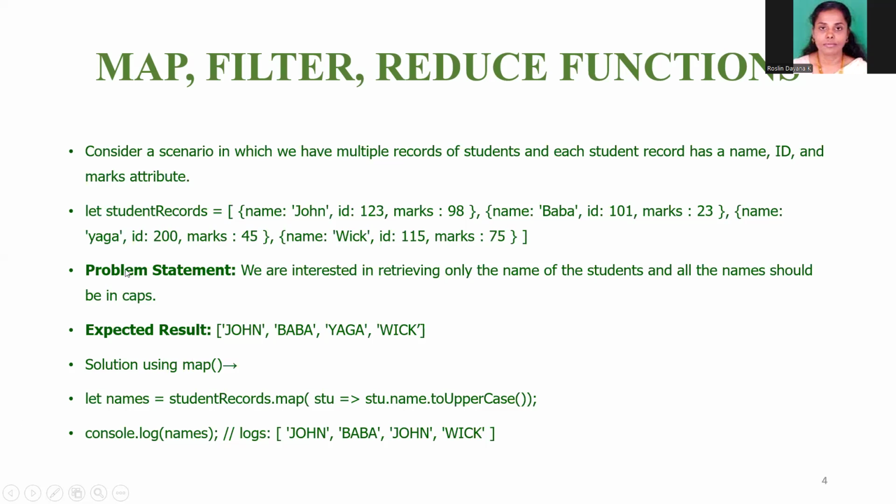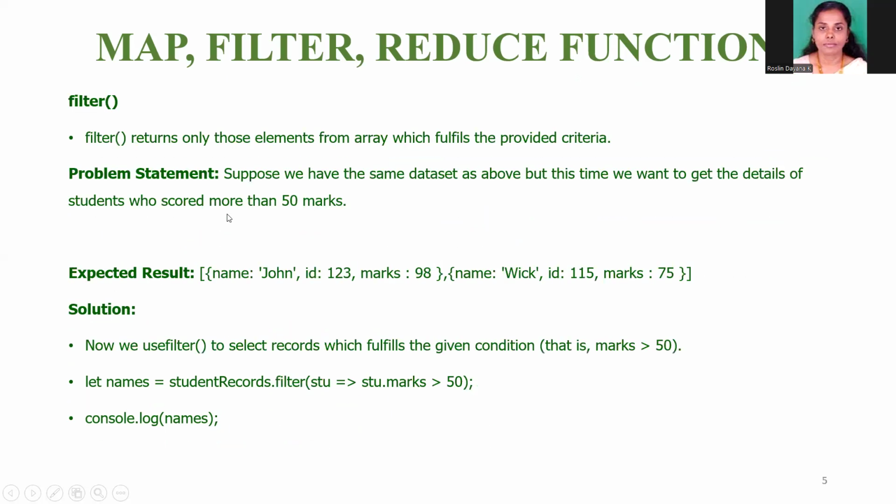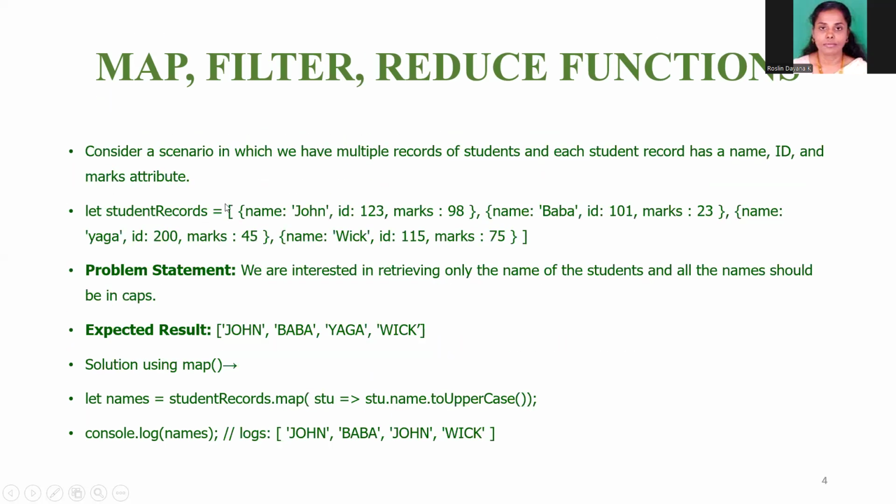We have an example with a student records array. It contains several objects, the student records. The first object in this array has name John, ID 123, marks 98. Next, name Bob, ID 101, marks 23. Next, name Yaga, ID 200, marks 45. Next, name Vic, ID 115, marks 75.